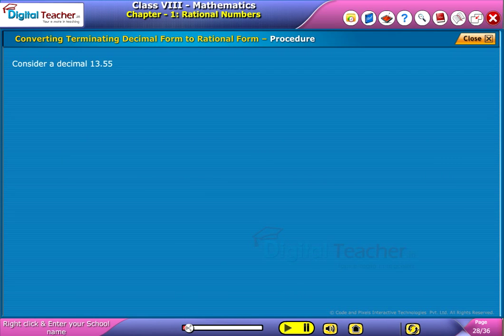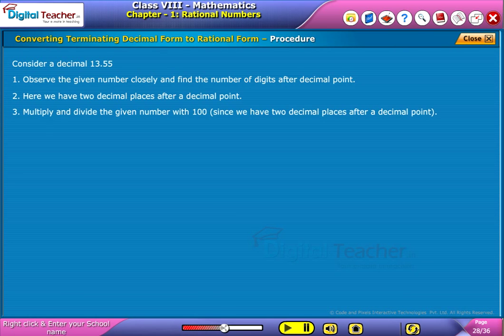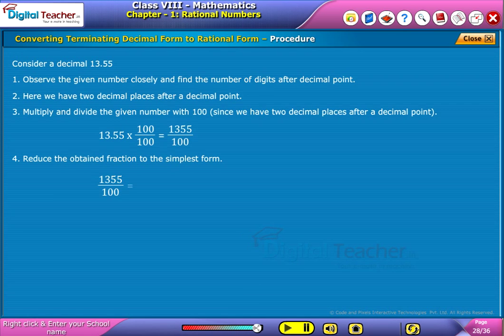Consider a decimal 13.55. Observe the given number closely and find the number of digits after the decimal point. Here, we have two decimal places after the decimal point. Multiply and divide the given number by 100 to the simplest form, as shown on screen.